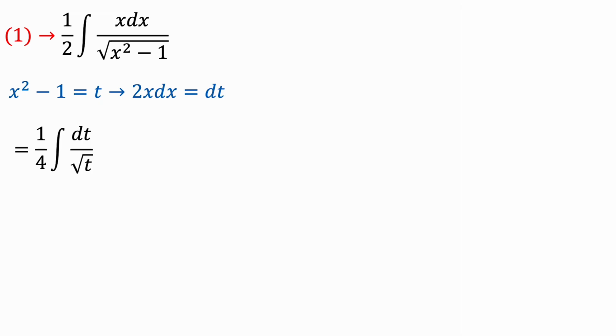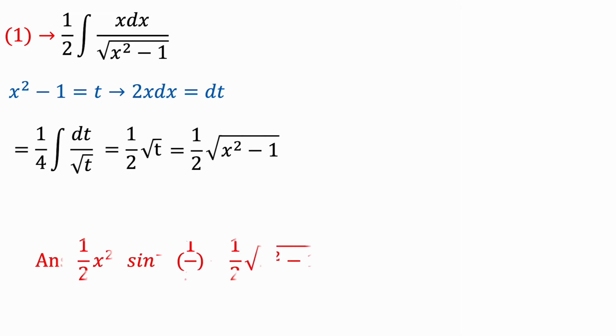We write radical t as t to the power of 1/2. We move it to the numerator as t to the power of negative 1/2. We add 1 to the power, divide by the new power, and rewrite it in radical form. What was this? This was the one left on the previous page. The result of that integral is now obtained. I will put that aside with the rest. You will see the final answer. It is 1/2 x squared arcsine of 1 over x plus 1/2 square root of x squared minus 1.